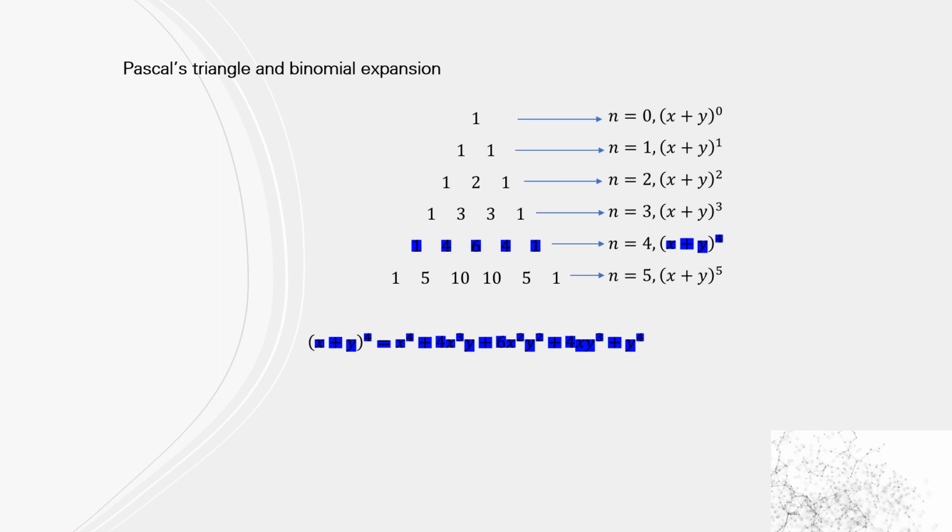So you should have got x to the 4 plus 4x cubed y plus 6x squared y squared plus 4x y cubed plus y to the 4.